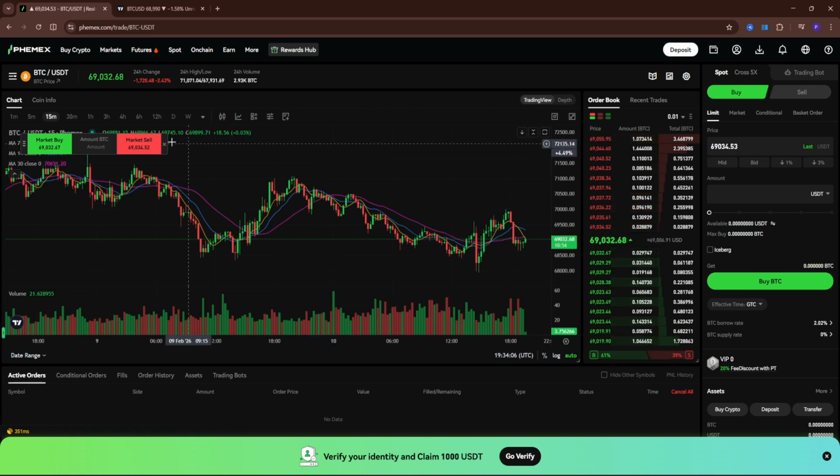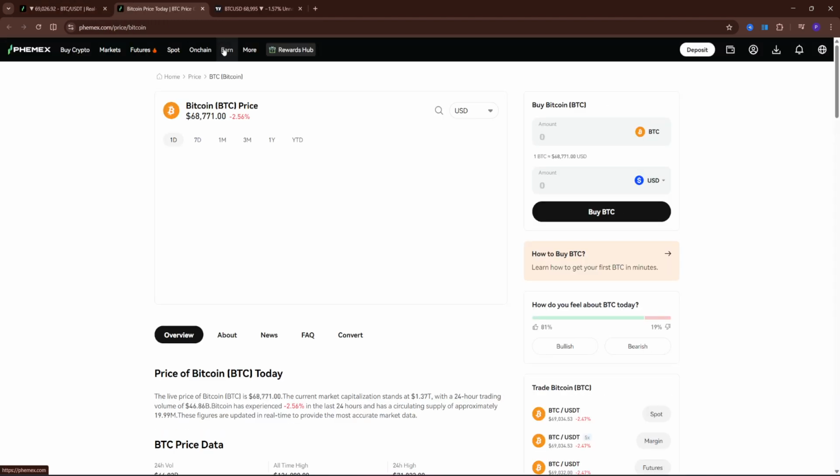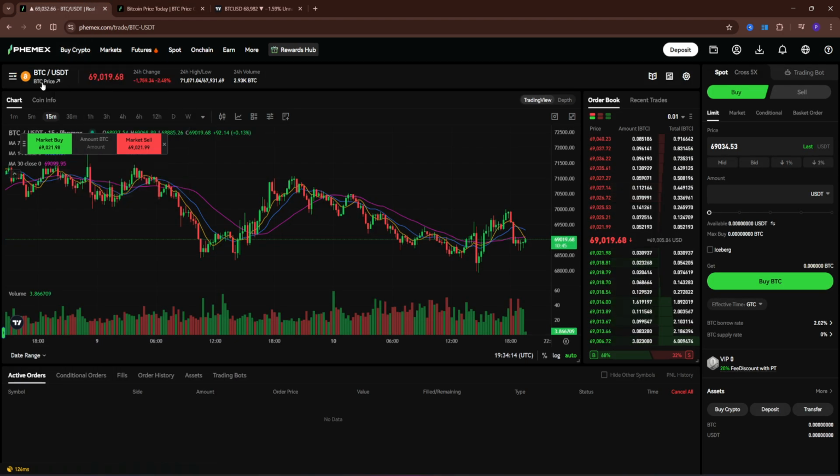Now here at the top left corner just select the pair which you want to use. So we will stick with BTC USDT. Now you can place your order.